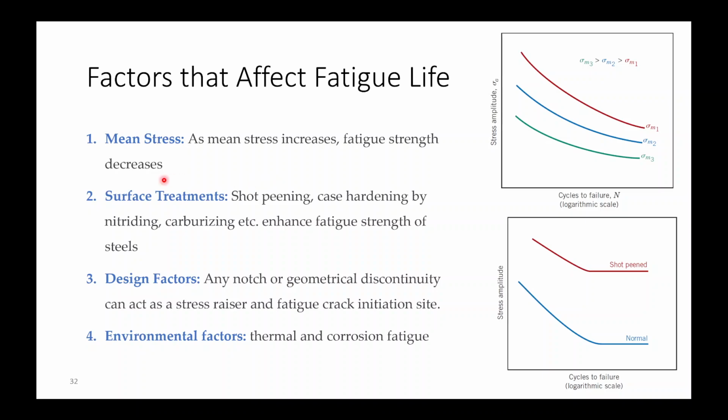Second is surface treatments. So, shot peening, case hardening by nitriding, carburizing, etc. They enhance fatigue strength of steels. Now, in this case, you are introducing some compressive type of stresses in your surface, so it will lead to improvement in your fatigue strength. Third is design factors. Any notch or geometrical discontinuity can act as stress raiser and fatigue crack initiation site.